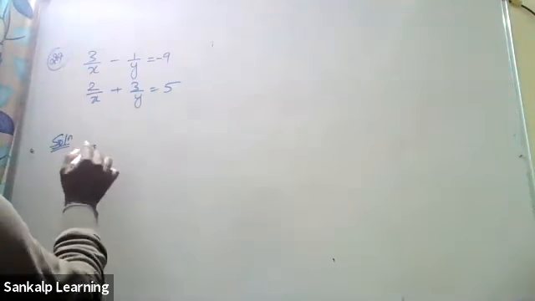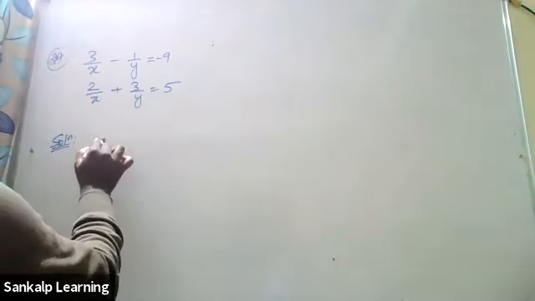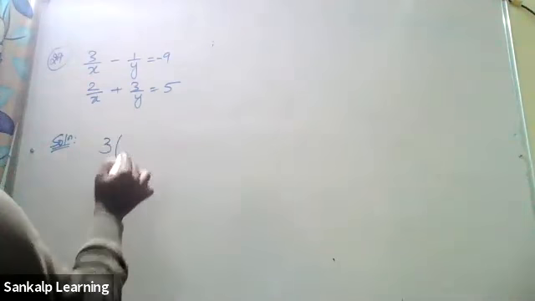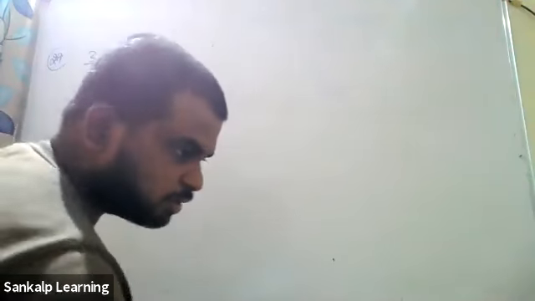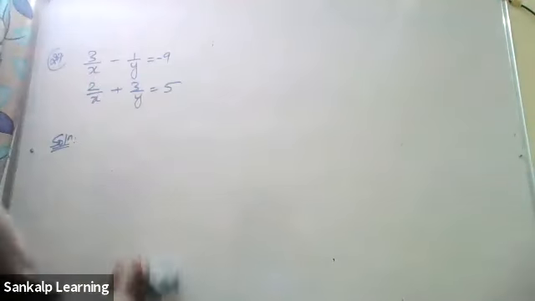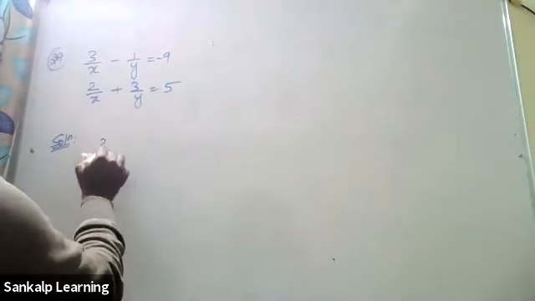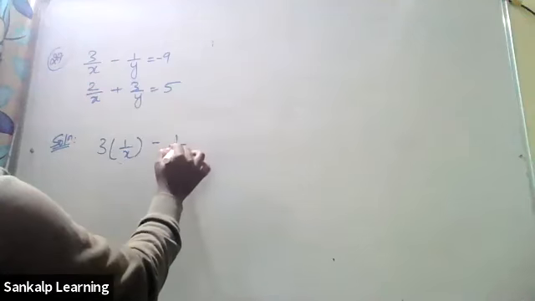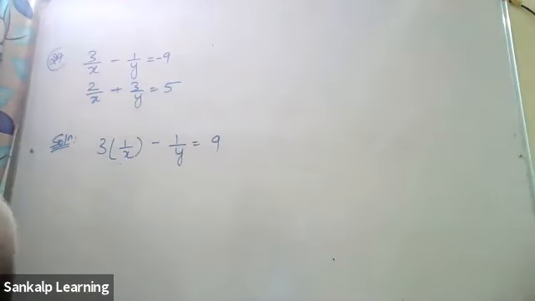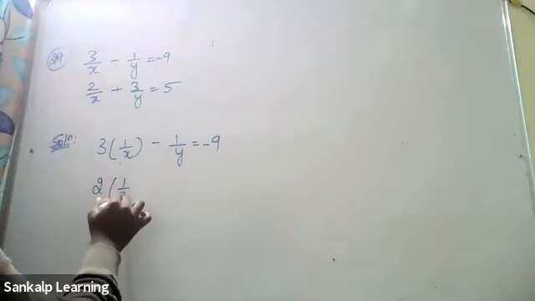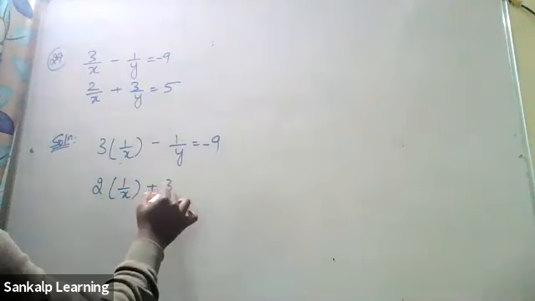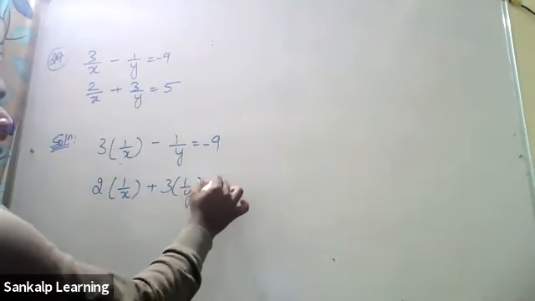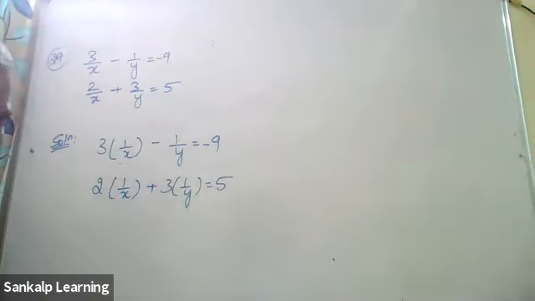3 by x is not said as 3 1 by x, it is 3 into 1 by x. That is how you have to say it. Otherwise it becomes a mixed fraction. So 3 into 1 by x minus 1 into 1 by y, simply 1 by y itself, equal to minus 9. 2 by x can be written as 2 into 1 by x. Excellent. Plus 3 by y can be written as 3 into 1 by y equal to 5. Okay, thank you, Smruti. Very good.